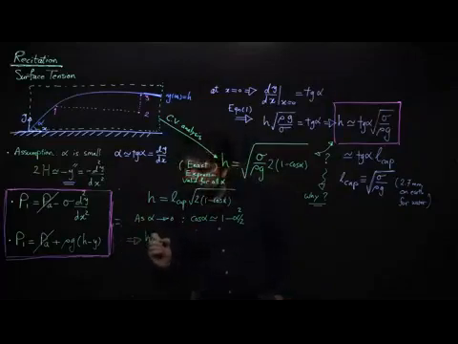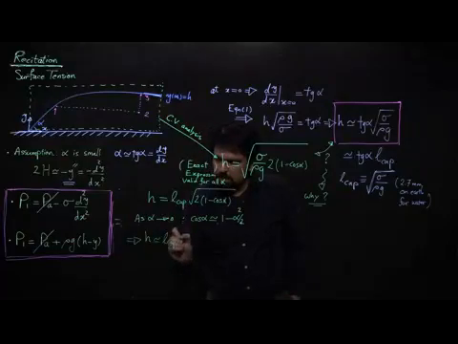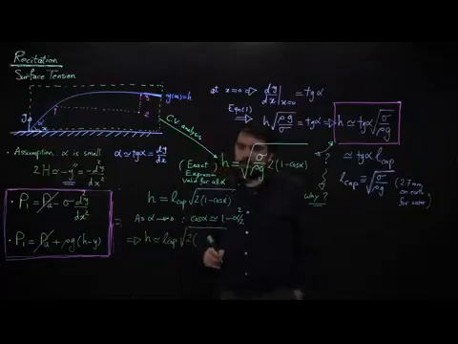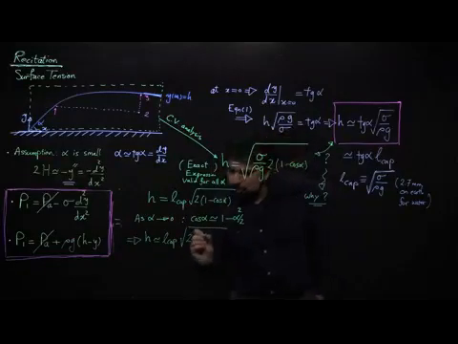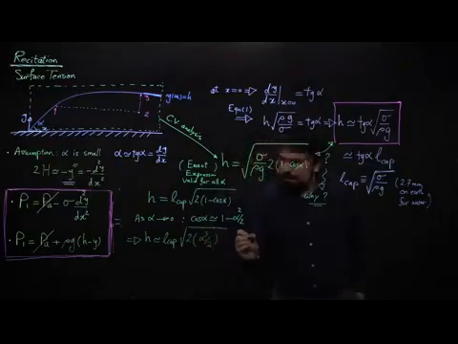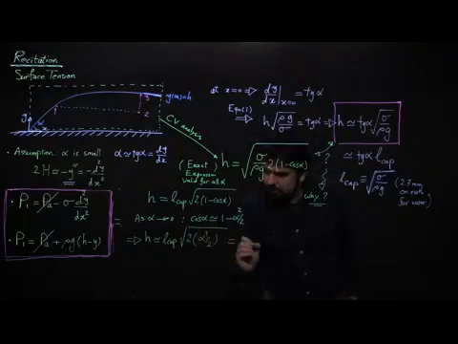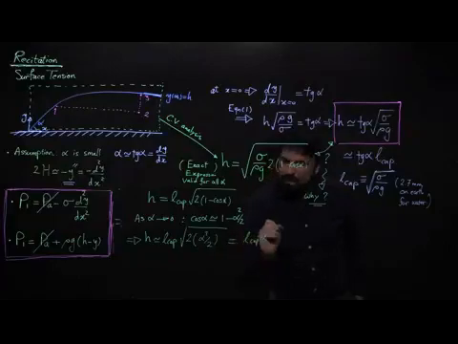So h becomes approximately L cap multiplied by the square root of 2 multiplied by 1 minus alpha squared over 2 subtracted from 1, which is only alpha squared over 2. And the 2 and 2 cancel. The square root of alpha squared becomes alpha, so it simplifies to L cap multiplied by alpha.